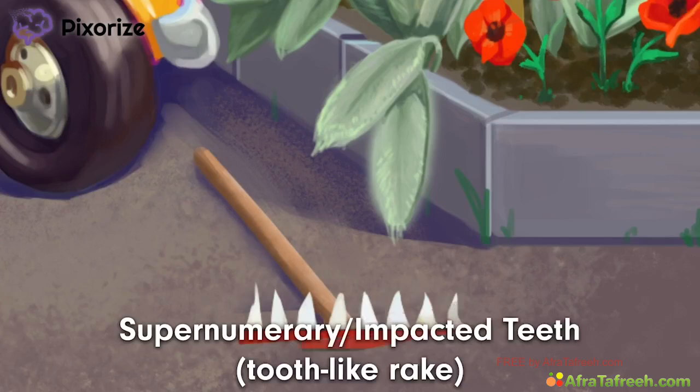Finally, look at the garden rake our gardener is using. It's kind of toothy looking, wouldn't you say? The teeth of this rake are here to help you remember the supernumerary or impacted teeth in people with Gardner syndrome. Those are some really impressive teeth in that rake, right?